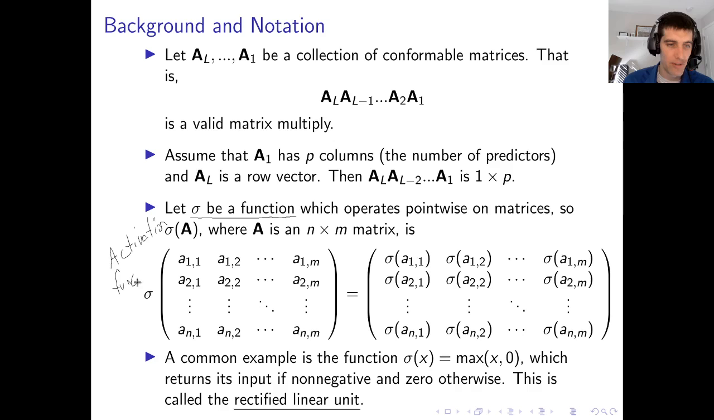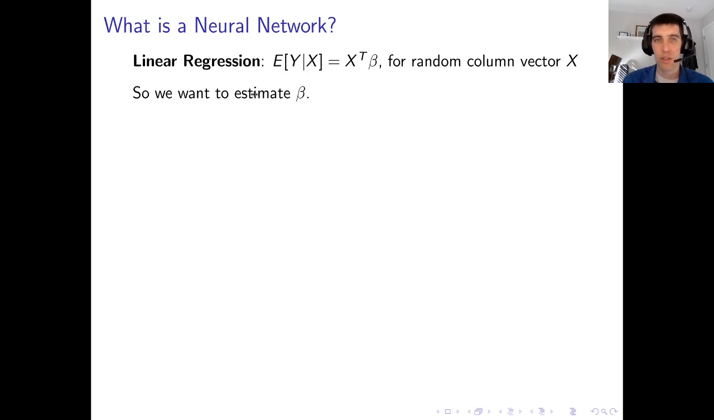And I believe that's coming up, but just so we have it here. So sigma is an activation function. It's important that it is nonlinear. Okay, so now let's introduce, with that vocabulary, what is a neural network.